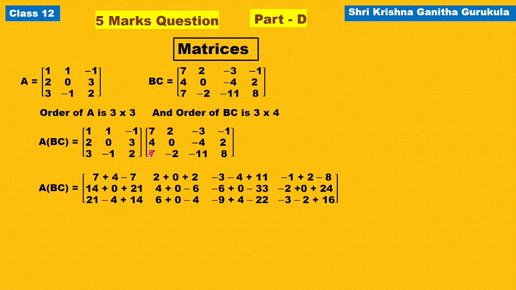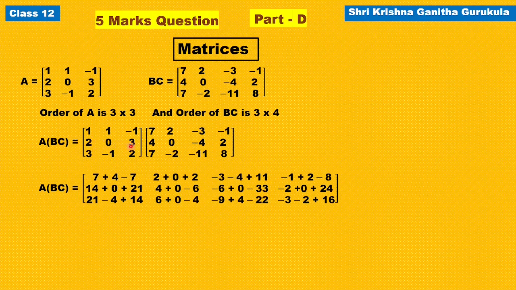Second row and first column is what we are going to consider now. 2 into 7 is 14. Then 0 into 4 is 0. 3 into 7 is 21. That gives us 14 plus 0 plus 21. Now second row with second column. That gives us 2 into 2 is 4. 0 into 0 is 0. 3 into minus 2 is minus 6. So it is 4 plus 0 minus 6.